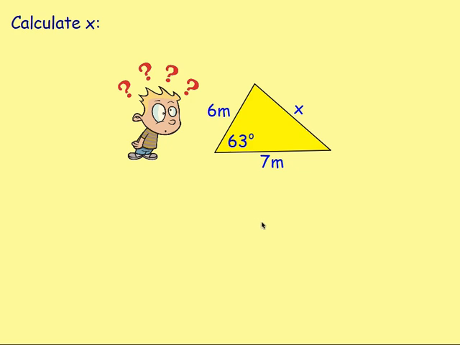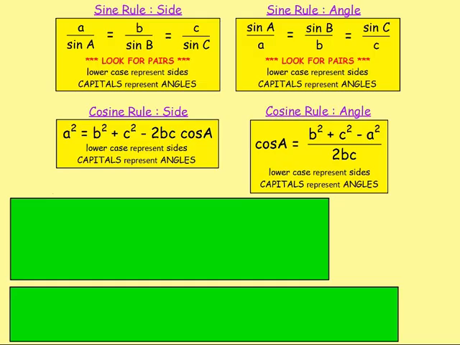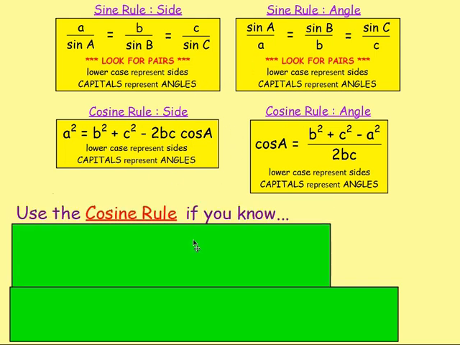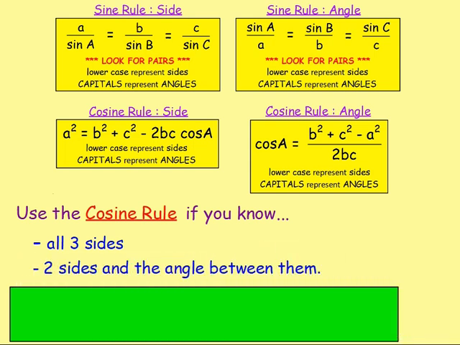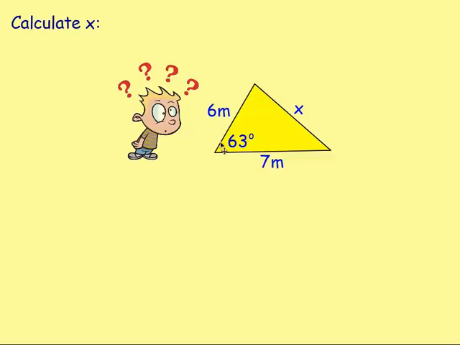So here is a way to work it out. You've got the four formulas, and I always start with the cosine rule. You use the cosine rule if you know all three sides, or if you know two sides and the angle between them. So whenever you get a question, going back to this one, do you know all three sides? Well, no, you don't, because you don't know this one. But if you know all three sides, or if you know two sides and the angle between them, then it's going to be the cosine rule. So for this one here, it would be cosine. Why? Because you know two sides and the angle between them.